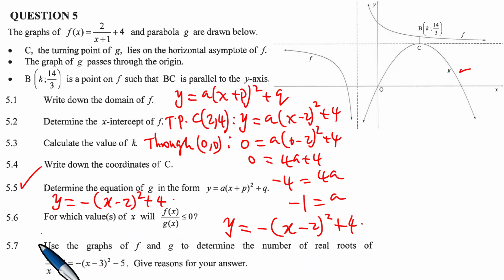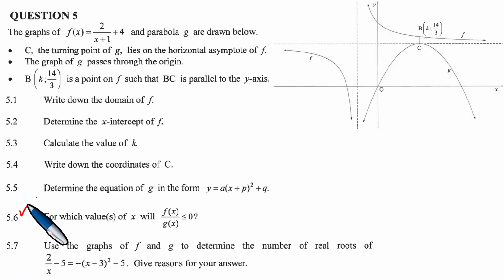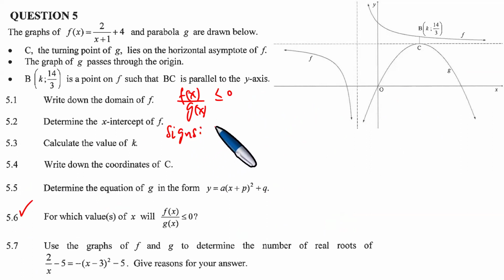Okay, next we do 5.6, because the parabola once again passes through the origin O with the coordinates 0 and 0. To deal with 5.6, we are dealing with f of x over g of x is less or equal to 0. Here we're going to deal with the signs: positive over negative is negative, which is less or equal to 0, or negative over positive, which is negative, which is less or equal to 0.